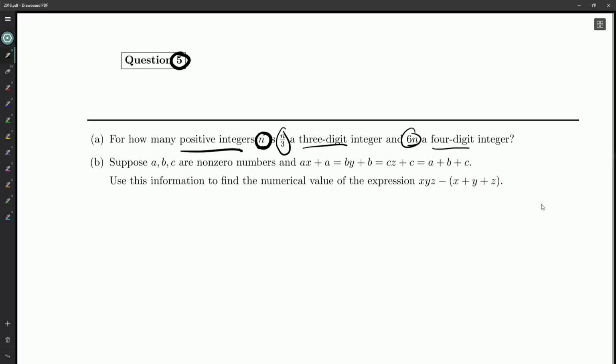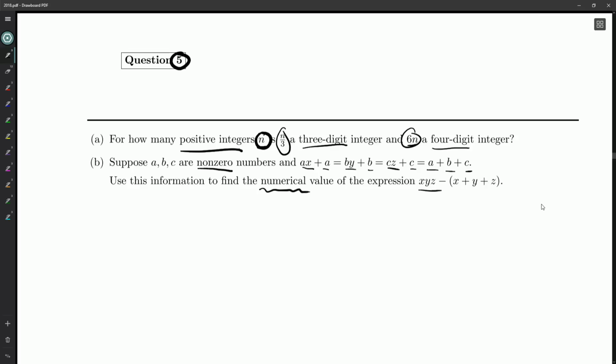And we head right back for B. What do we got for B? Suppose A, B, C are non-zero numbers, and that AX plus A is equal to BY plus B is equal to CZ plus C. So I'm noticing a lot of sort of symmetry. Basically, it's the same statement. And that's also equal to A plus B plus C. Use this information to find the numerical value in the expression xyz minus x plus y plus z.